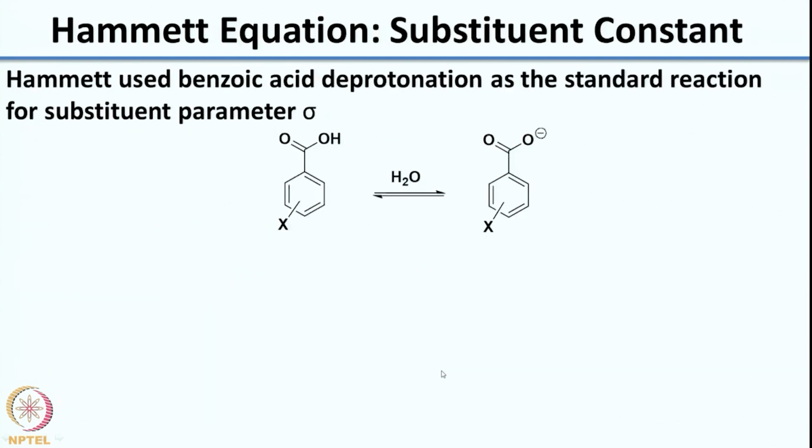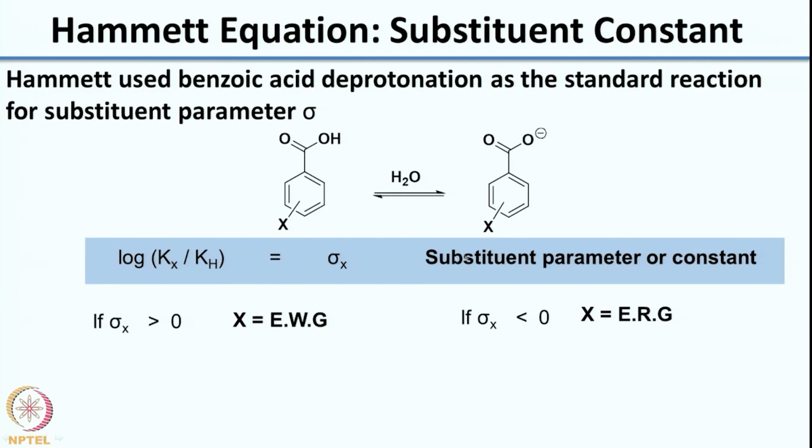Then we moved on to another very interesting experiment. This is called a linear free energy relationship, and the plot that you get is called the Hammett plot, and it tells you what is the nature of the intermediate in a particular reaction. So what Hammett did is he used the benzoic acid deprotonation to derive what is called the substituent parameter. What the substituent parameter tells you is how changing the substituent changes the rate of benzoic acid deprotonation.